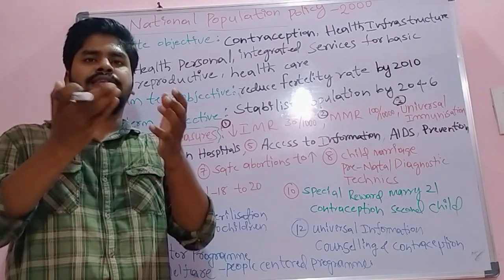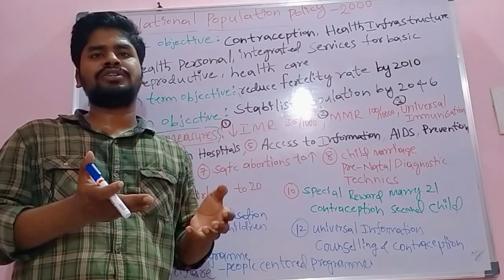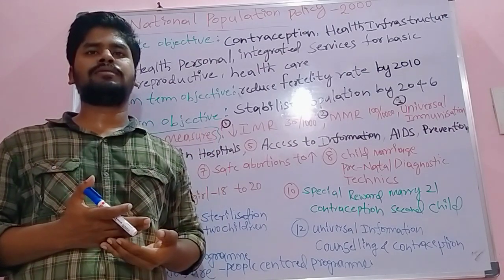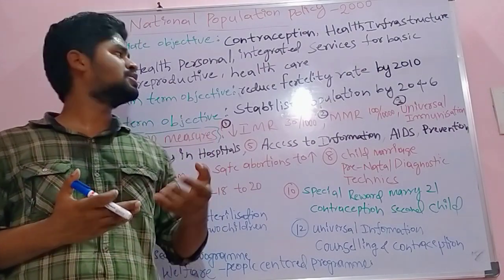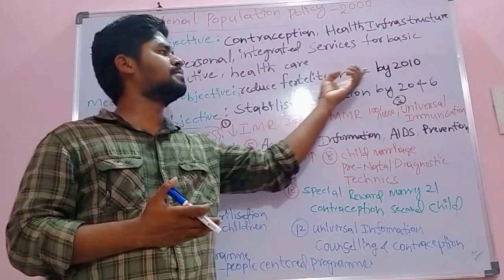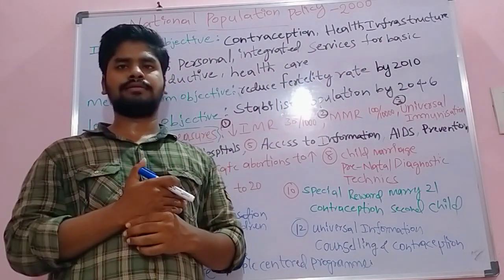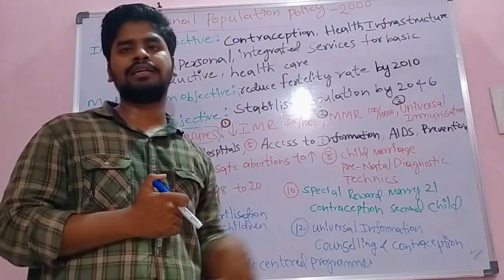So to maintain the stabilized, slow population increment, to maintain the slow level of growth rate of population, that's why the fertility rate has to be reduced. It has to be replacement. The fertility rate has to be decreased. That's what has to be maintained by 2010.